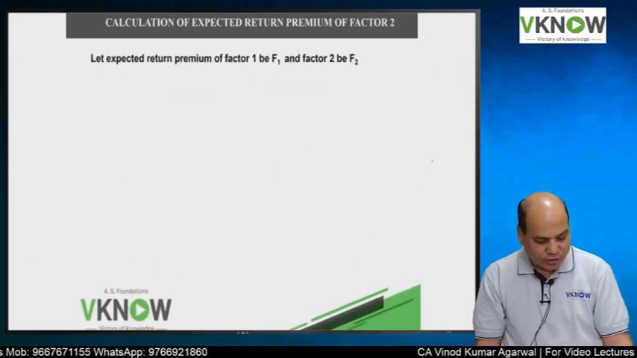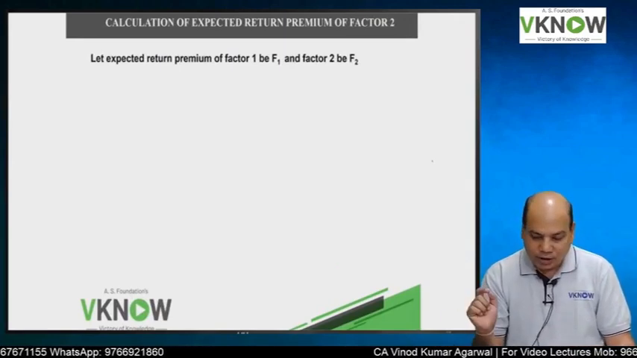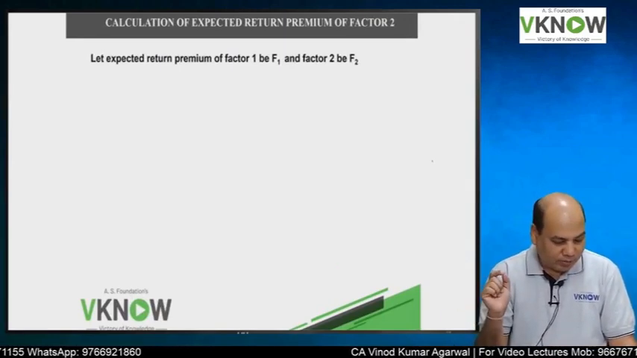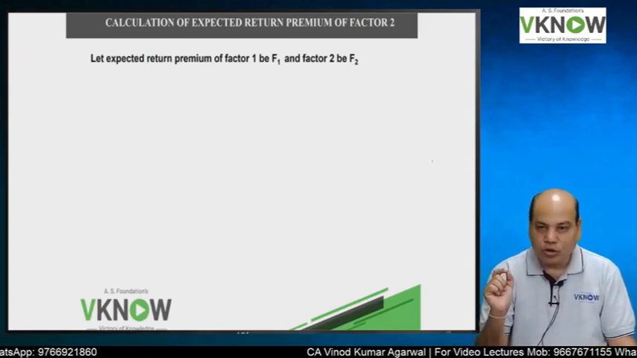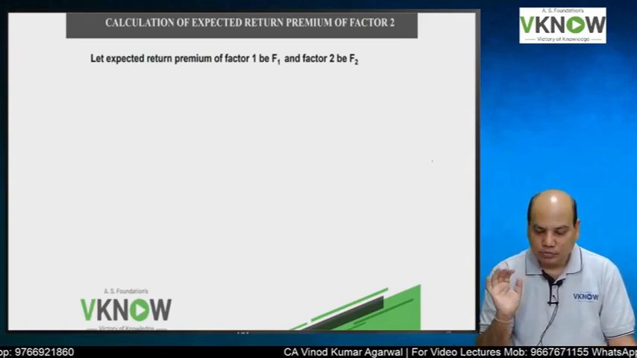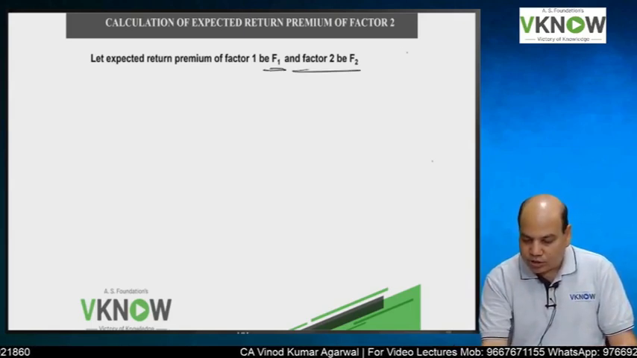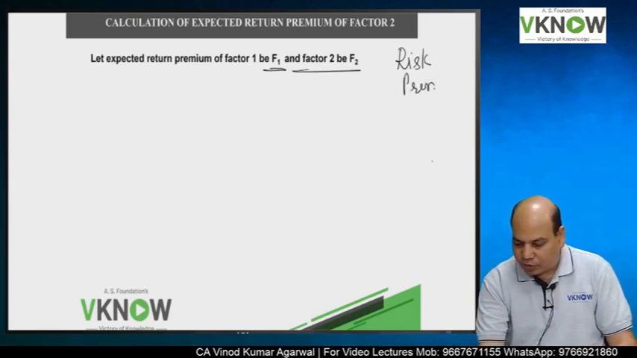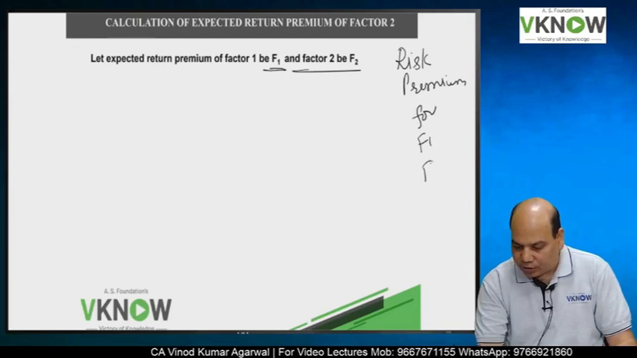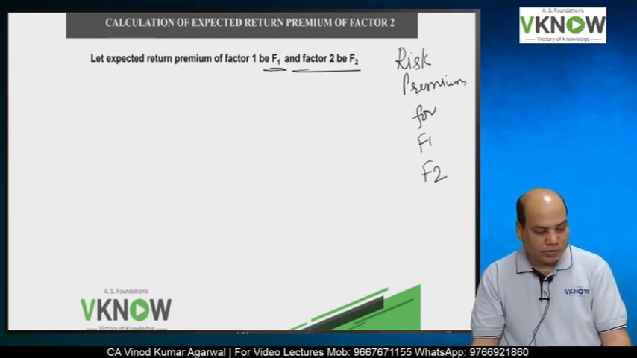Now the next task is to calculate the factor return premium for second factor, which means you will have to solve an equation, because there are two risk premiums in this question. Risk premium for factor 1, risk premium for factor 2. So therefore I will solve an equation.